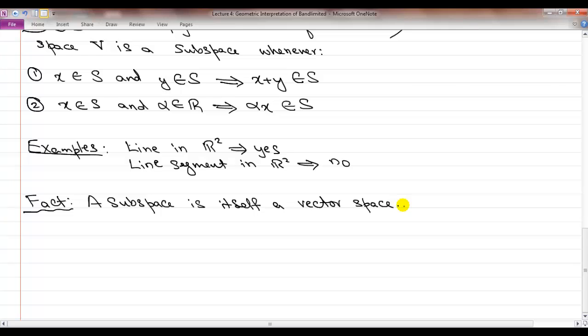Now, the only thing is the following. We talked about one of the facts: if you want to prove that a subspace is a vector space, we must show that there is something called an origin in the vector space. Now, in our definition of subspace, we never said that the origin has to belong to it.